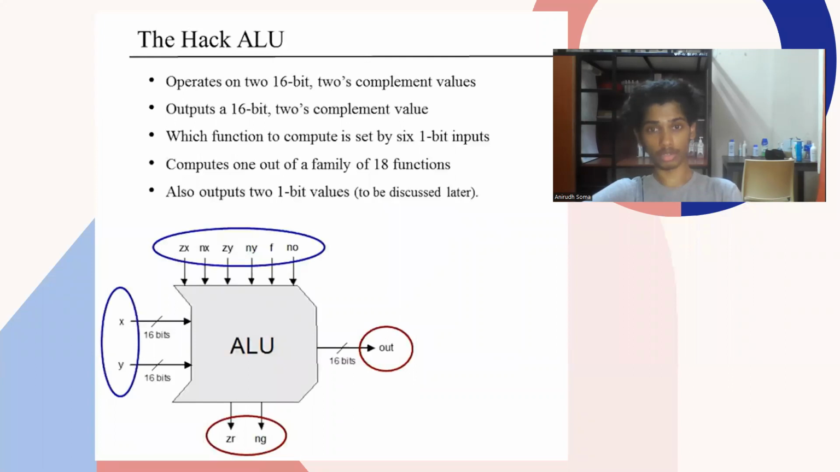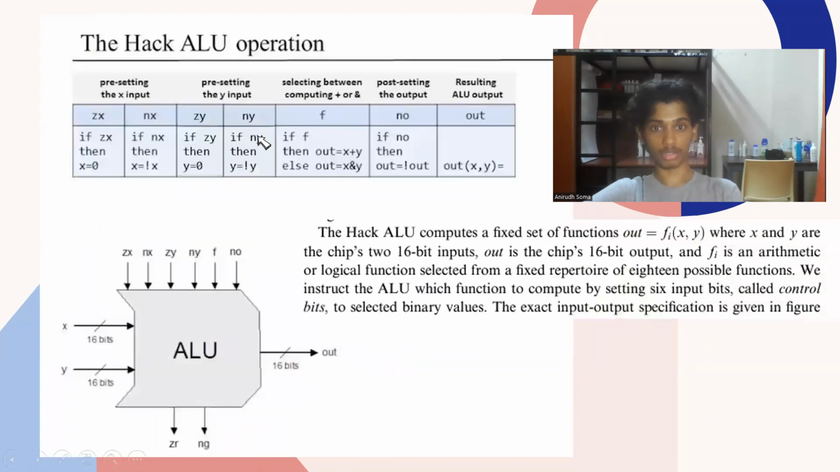The ALU that we worked on in the Nand to Tetris platform is called the Hack ALU. It operates on two 16-bit two's complement values, and it outputs a 16-bit two's complement value. It has 6 one-bit inputs, which are called control bits, and it outputs 2 one-bit control bits, which we'll talk about in more detail later in the video. And this F that we've talked about, the family of functions, has a total of 18 functions in the Hack ALU. These are the 6 control bits: ZX, NX, ZY, NY, F, and NO, and the output control bits ZR and NG.